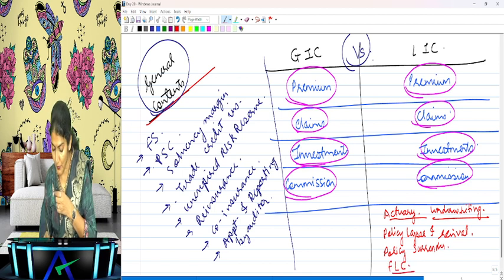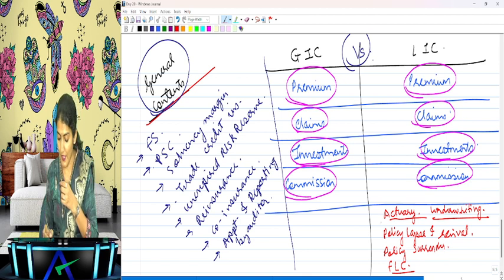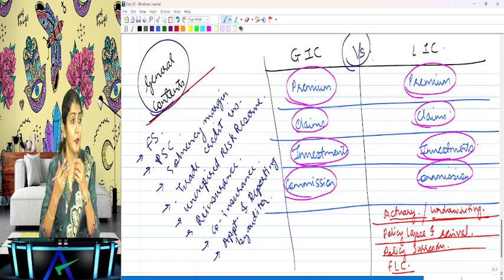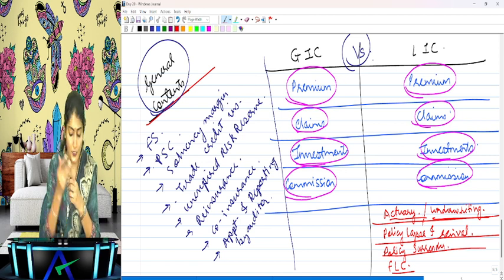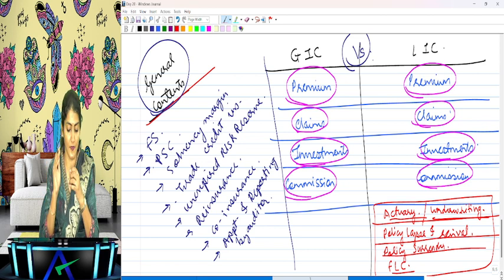Also talking about the FLC. What is FLC? The free look cancellation in case of the life insurance company, right? So all these are candidates for the new questions in the exams. All this is there only in the discussion of the life insurance company.